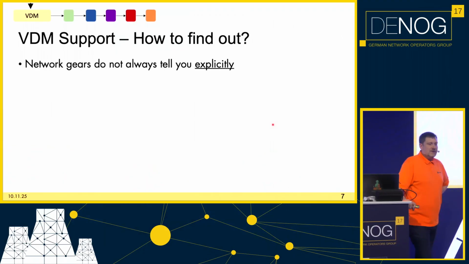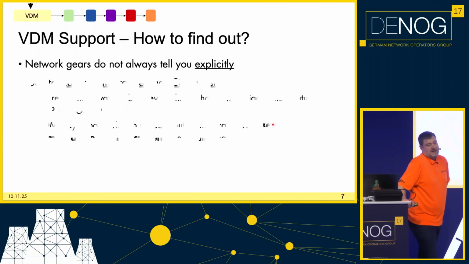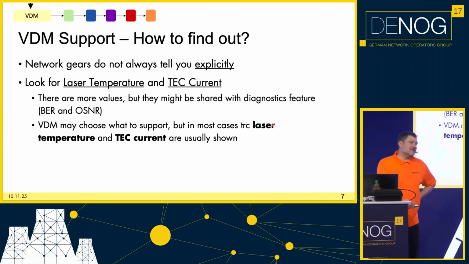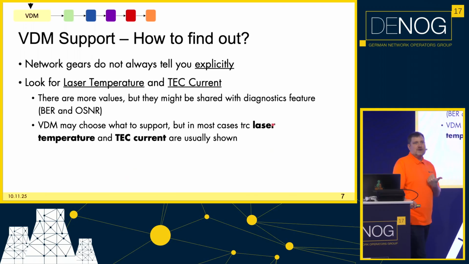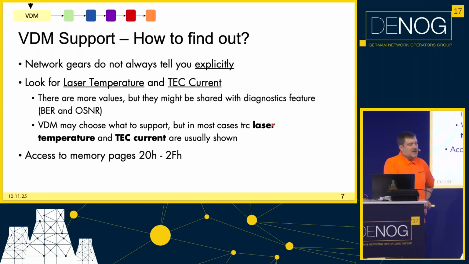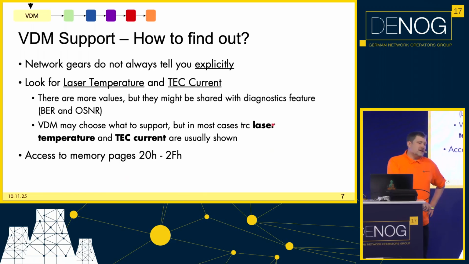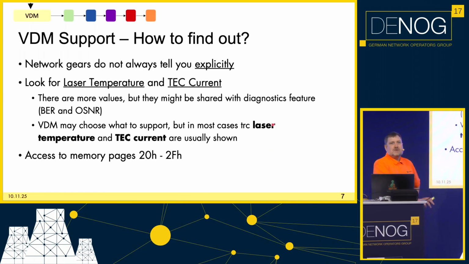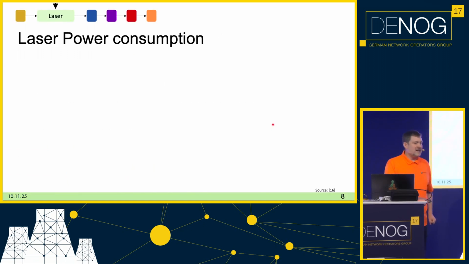So that is that. If you want to know if your network gear supports VDM, you can look into the manual. If it doesn't tell you explicitly, a good trick is to look for the laser temperature, because you don't see it in the DDM, and the TEC current. There are more values, but usually these two do it well, and these are the first values you get to see in the VDM table. Or if you're debugging network gear and it accesses pages 20 to 2F hexadecimal, it's most likely doing something VDM related, because these pages are reserved for that kind of application.